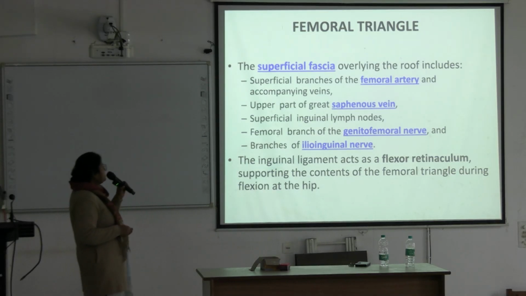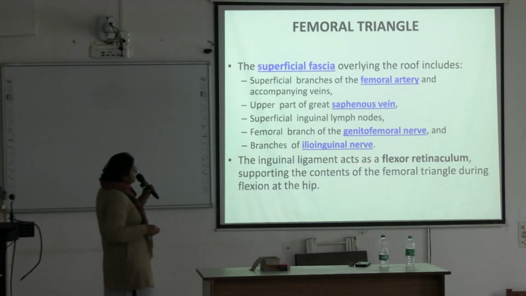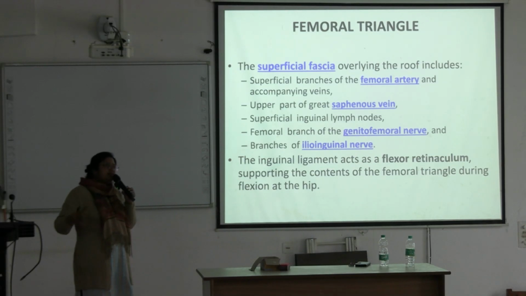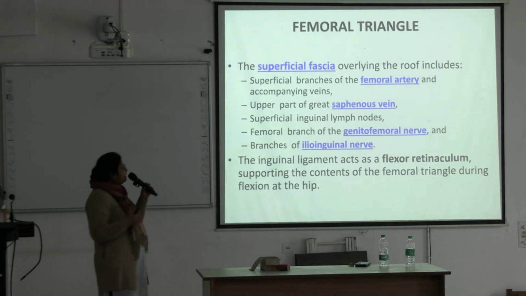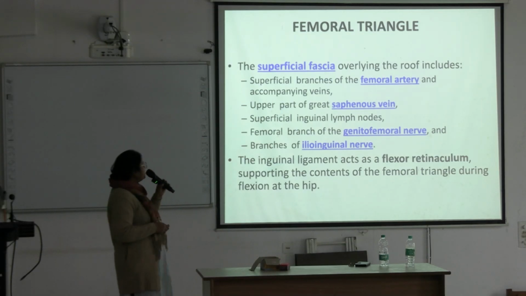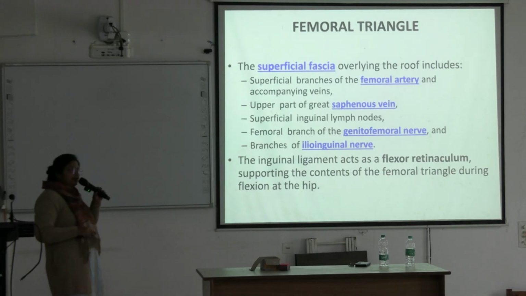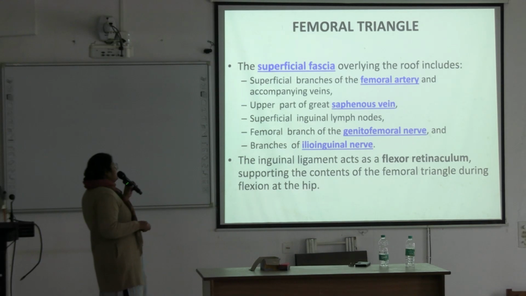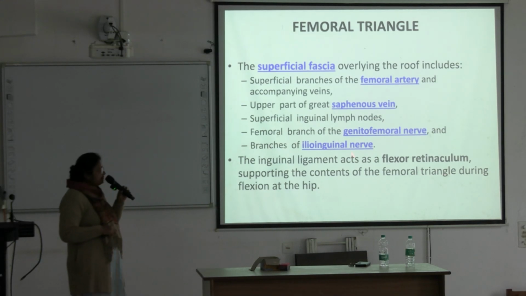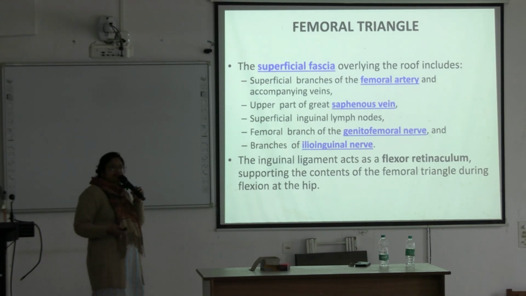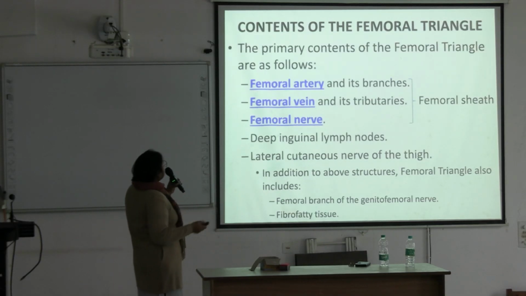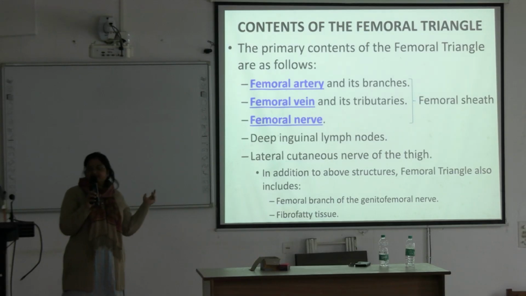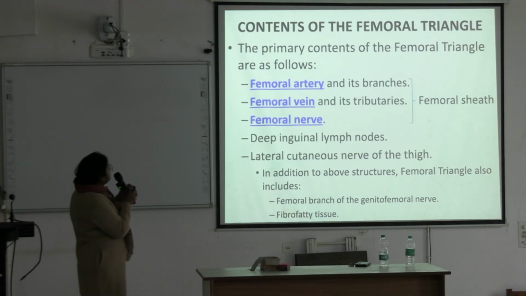Okay, inguinal lymph nodes. So the inguinal ligament acts like the flexor retinaculum of the hand. It keeps the vessels, nerves and the muscles in position. So the inguinal ligament here acts as the flexor retinaculum, supporting the contents of the femoral triangle during flexion of the hip. Okay, flexion of the hip is a very frequently done movement. So you have to first know the boundary, then the contents. So next we are going to the contents.